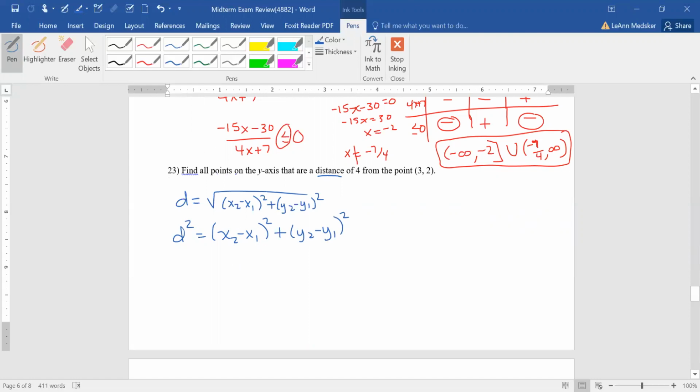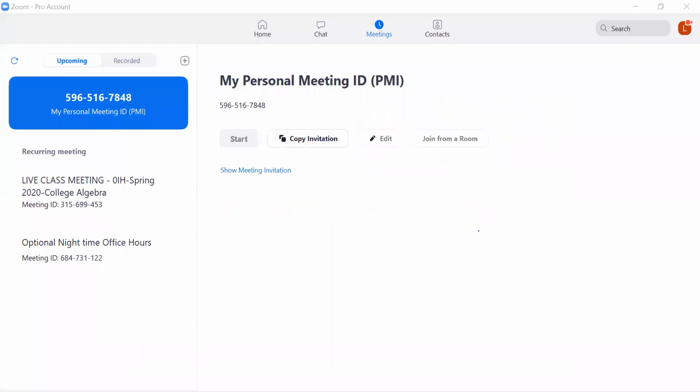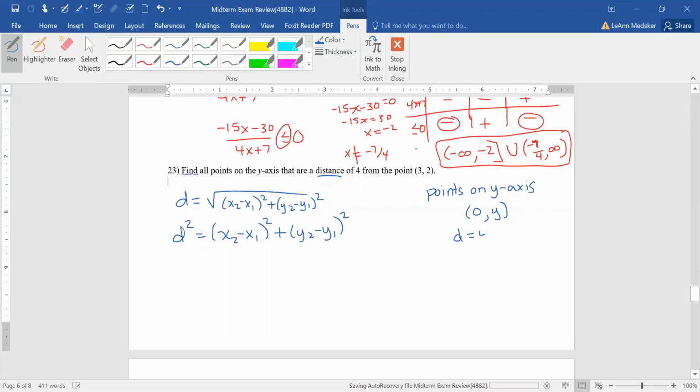Now, we've been told that we want to find all points on the y-axis. So points on the y-axis have a specific format. They're y-intercepts. So that means they are a 0 for x and an unknown variable, which we don't know yet because we're trying to find them, for y. So 0 comma number is a y-intercept. We want our distance to be 4, so d equals 4, and our second point is 3, 2.